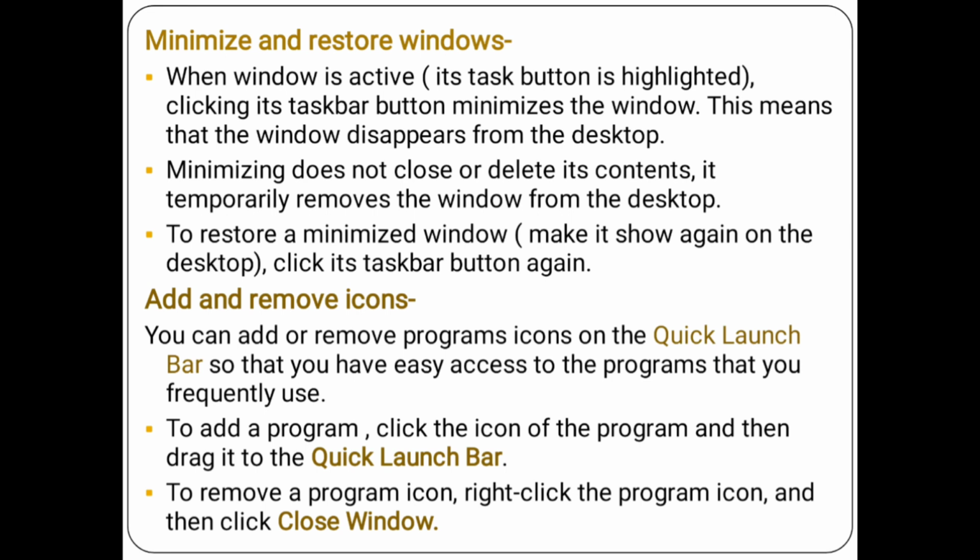Next, how to restore the window that you have minimized, which has disappeared from the screen? To restore the minimized window and make it show again on the desktop, click its taskbar button again, and when you click the taskbar button again, then that minimized window will get restored on your desktop. It means you will get that program window back on your screen.